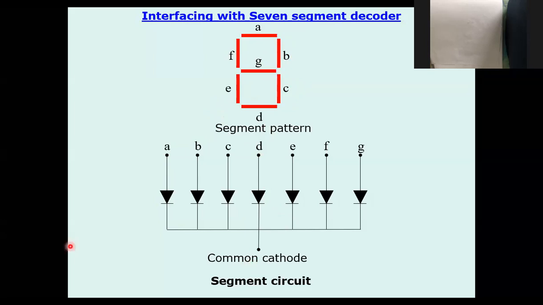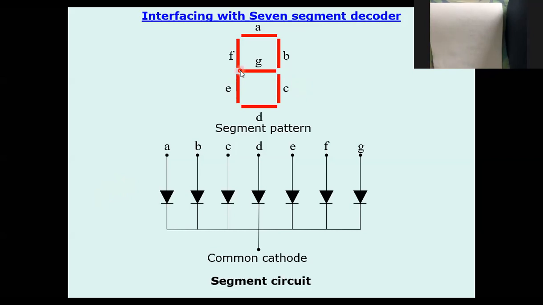If I'm talking about common cathode and common anode: common cathode means if I am given a one, then the LED will glow, and common anode is just the reverse, just a reversed diode. So it will be given +5 volts, and then that will glow. Common cathode, given +5 volts, it will glow. Common anode is just the reverse: if you give it ground, then it will glow.